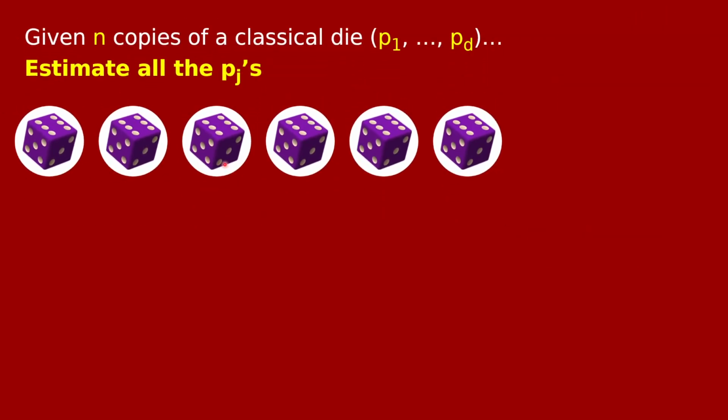Let's suppose that you're given n copies of a classical die with probabilities P1 through PD, and you want to do the most obvious task. You just want to estimate all the PJs, full learning, figure out all the face probabilities. Well, there's really no mystery about how you would do this. You roll the n dice and estimate the empirical frequencies. So let's dive into that a little bit more.